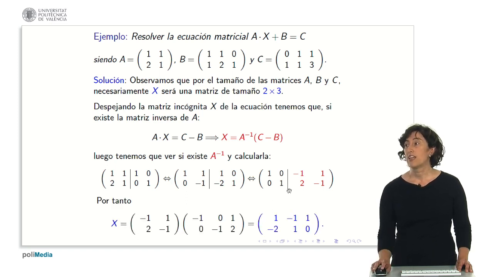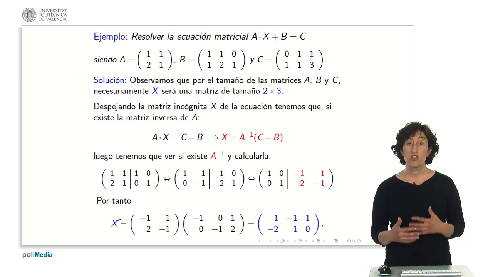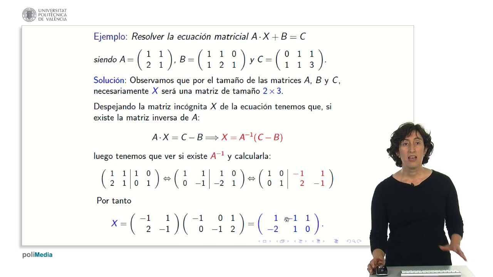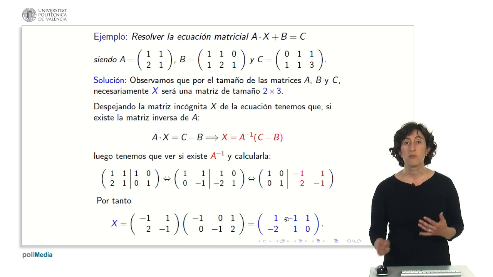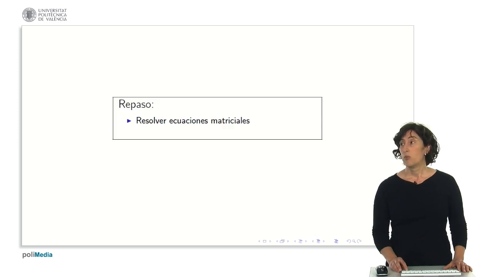Therefore, x is minus 1, 1, 2, minus 1, that is A inverse, times C minus B. We perform the subtraction between C and B. We get this matrix. The product of these two matrices is 1, minus 1, 1, minus 2, 1, 0, which is the value of x. As we see, x is necessarily a 2 times 3 matrix, whose elements are the ones you have here. The matrix equation determined the size of the matrix and the value of its elements.